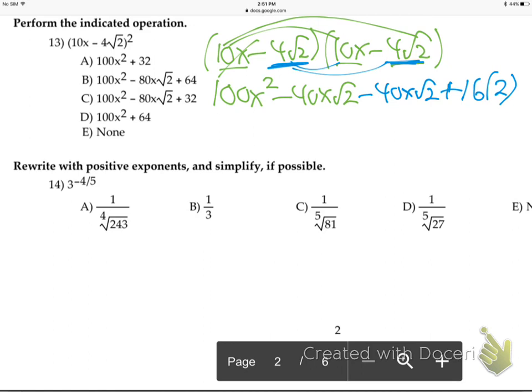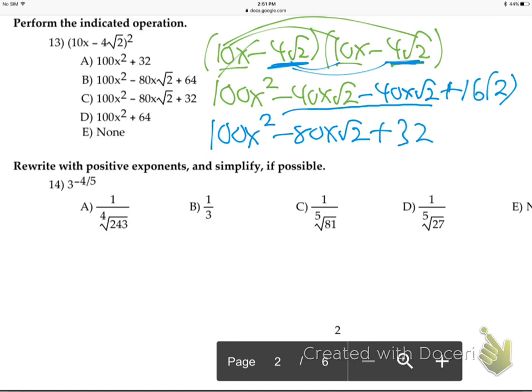Everybody see that? Remember, outside stuff multiplies outside stuff, inside stuff multiplies inside stuff. We good? Everybody good with all that? Right? So then these, what we got? 100x squared minus 40 is minus 80x root 2 plus 32. There we go. See?